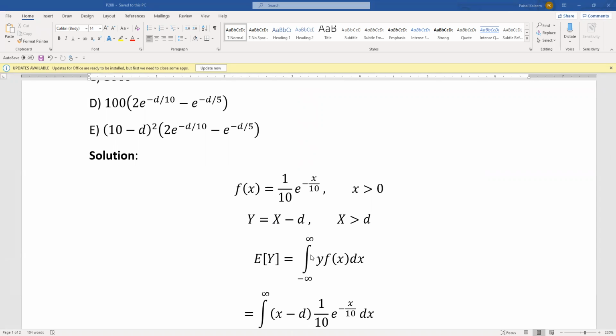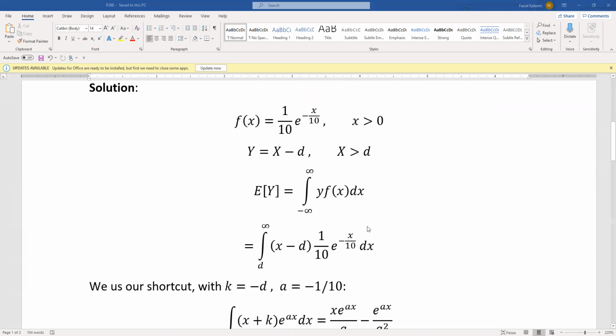So E[Y] is the integral of y against the PDF, and Y is X minus d when X is greater than d. So x starts from d all the way up to infinity. X greater than d is the same as saying X between d and infinity, and Y is X minus d in that part. And f(x) is (1/10) e^(-x/10).